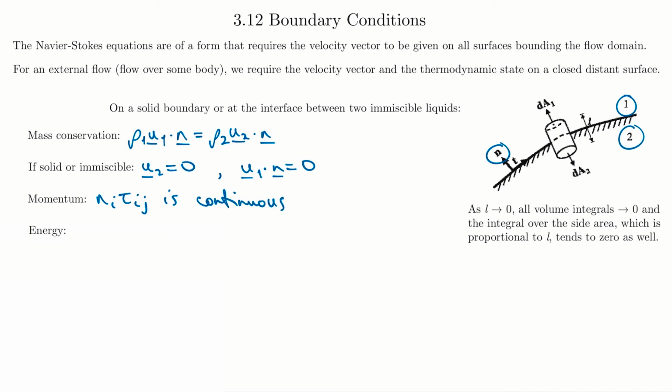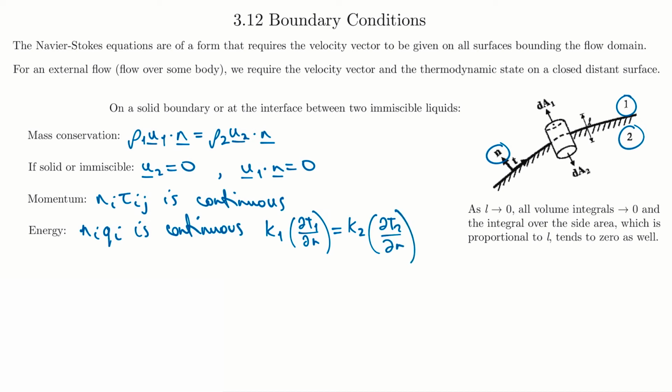And then if we apply the integral form of the energy conservation to this pillbox of infinitesimal height L, it gives our result that the heat flux across the boundary is continuous across the interface, or explicitly we can write this as follows. Okay, that must be true at our interface surface. So the heat flux must be continuous at the interface, meaning the interface itself can't store heat.